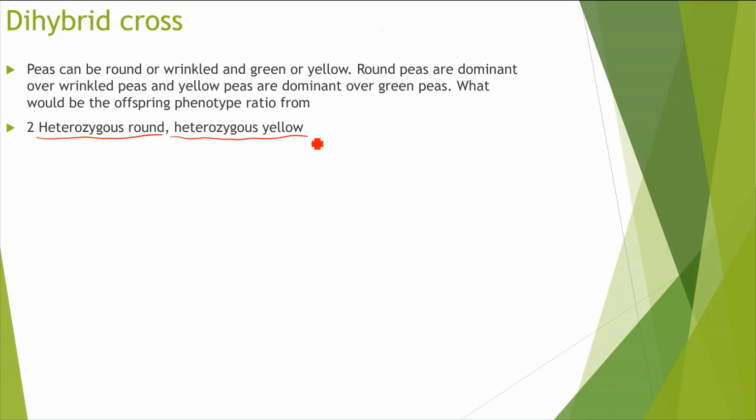So they're asking me what would be the offspring phenotype ratio when we're crossing 2 heterozygous round, heterozygous yellow. I know that being round and being yellow is both a dominant trait, so I need the heterozygous for both of them. So first, for the round, that would be capital R, lowercase r, and for the heterozygous yellow, that would be capital Y, lowercase y. Because we have both of them, it would be the same repeated again.